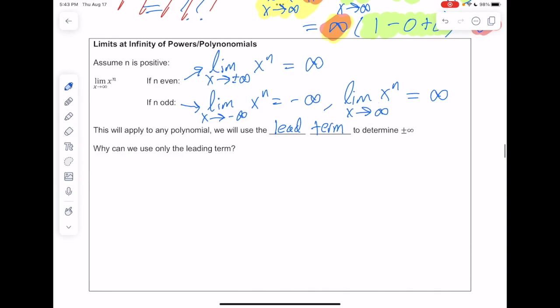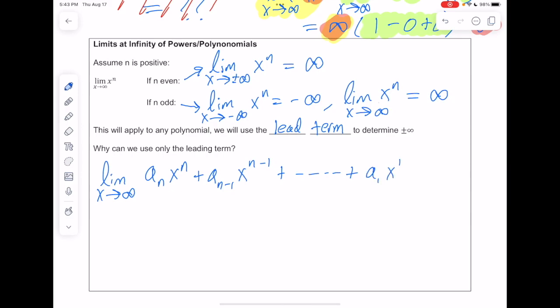A little bit messy in the notation, but when you're looking at the limit as x goes to infinity of a polynomial, that means you're looking at some a sub n x to the n, plus another coefficient times another x to a power, and it just goes on and on like that till you eventually get to your first degree term and then finally to some constant term. That's kind of the generic form of a polynomial. So what if you were doing the limit of all of that?